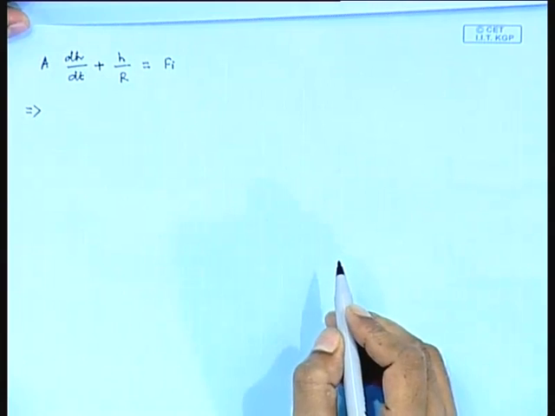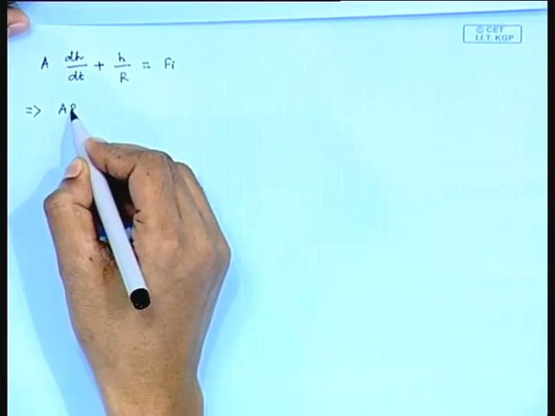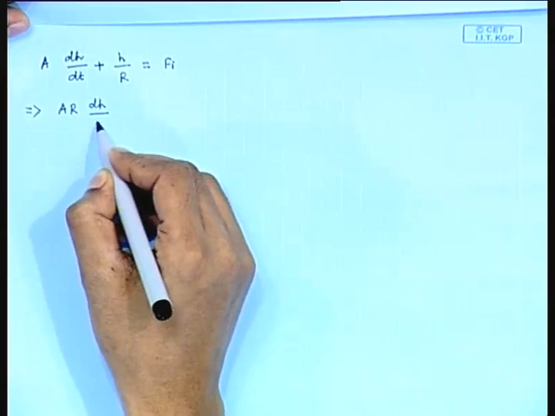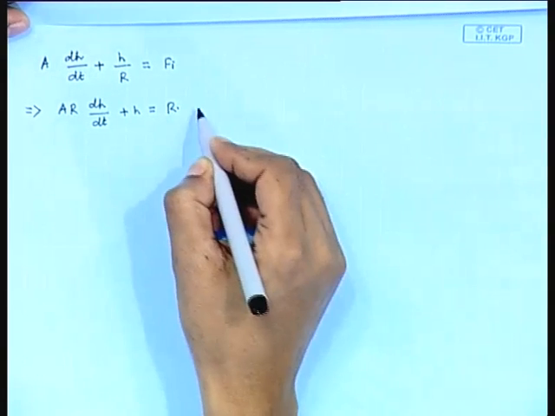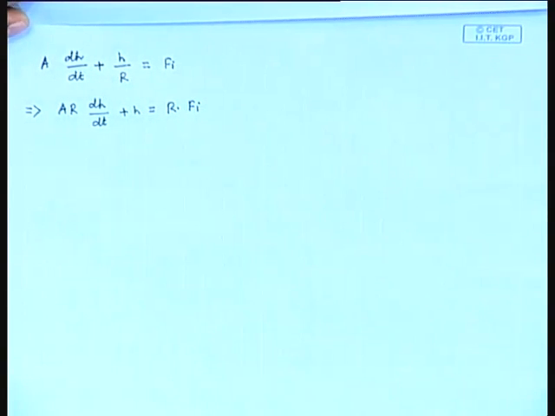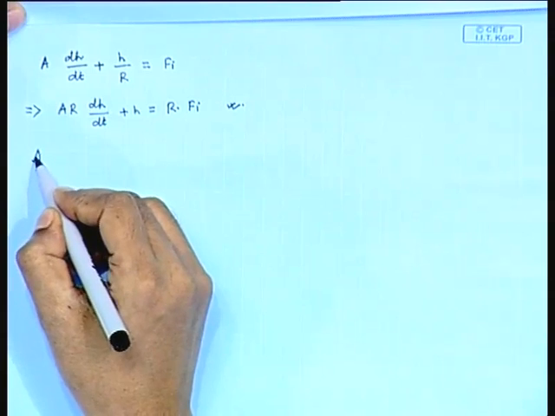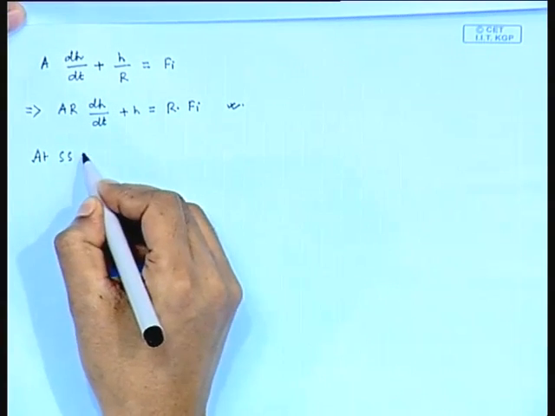Multiplying both sides by R, we get AR dh/dt plus h equal to R Fi. Multiplying both sides by R, we get this equation. Now, we need to represent this equation in terms of deviation variable. For that we need to consider the equation at steady state. What will be the form of this model at steady state?